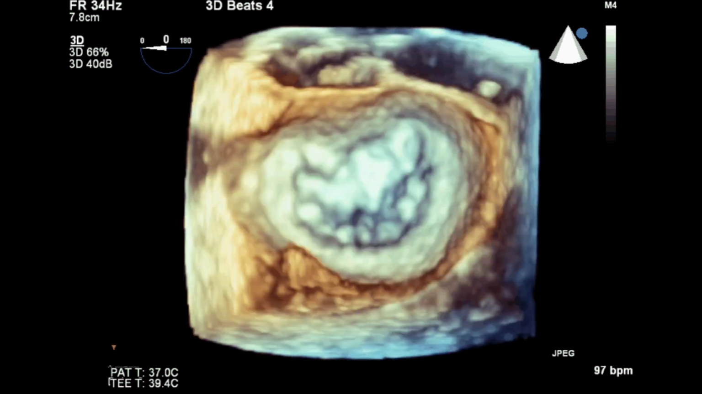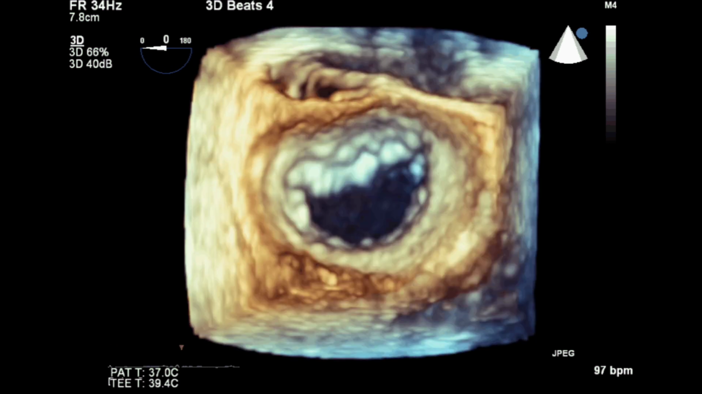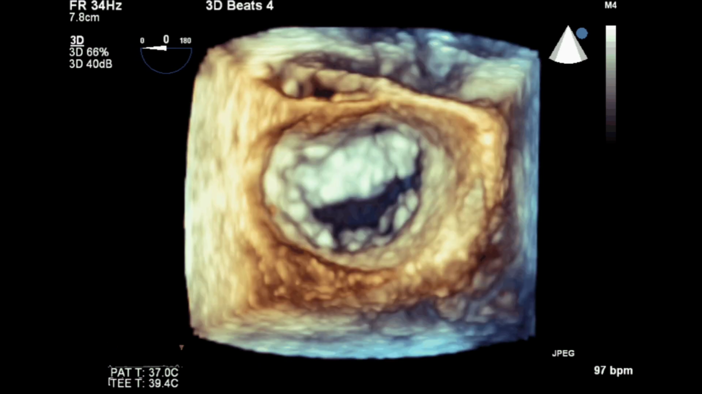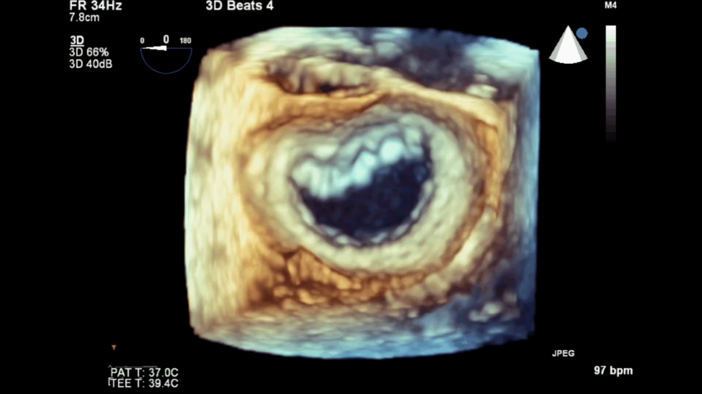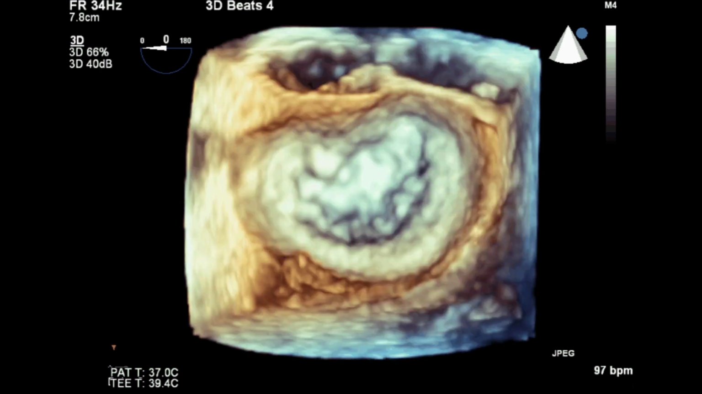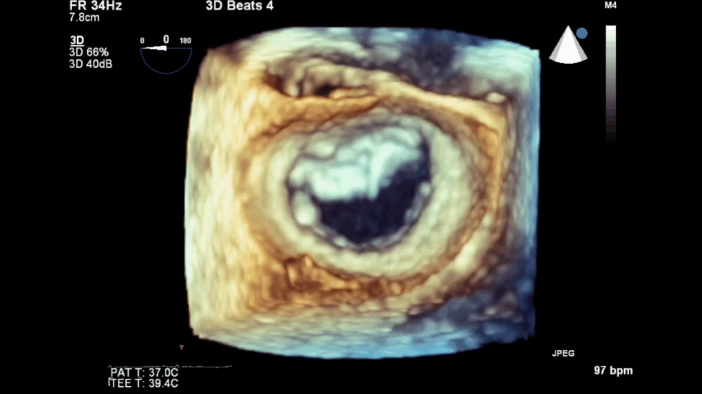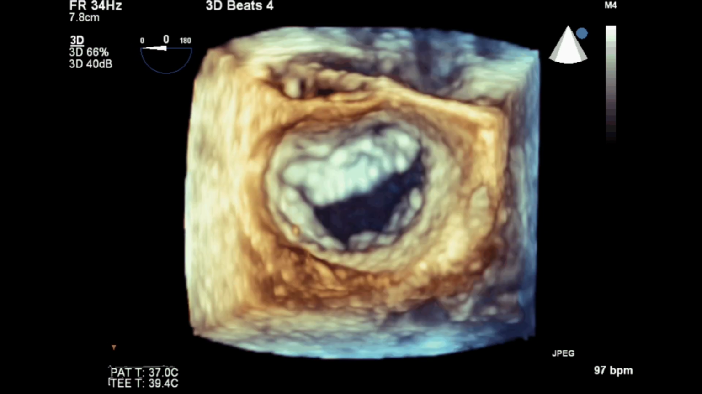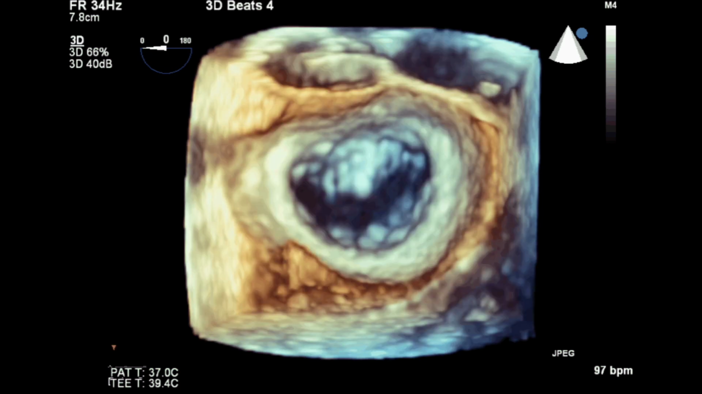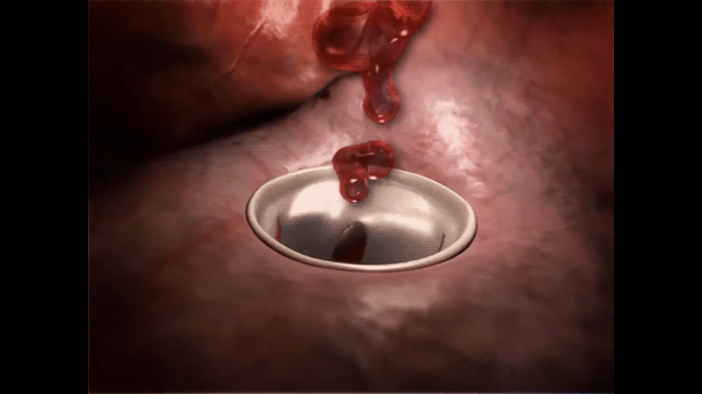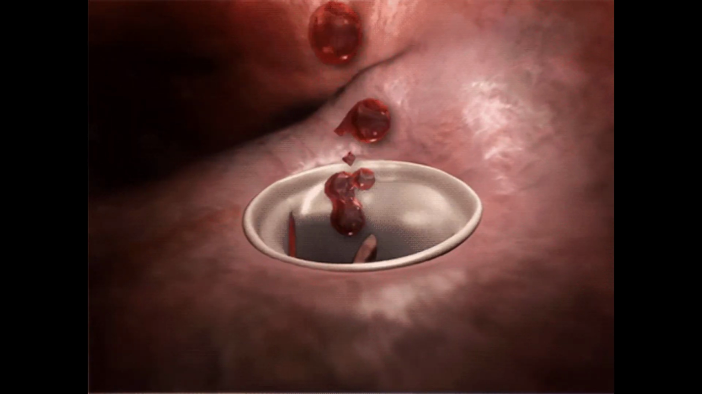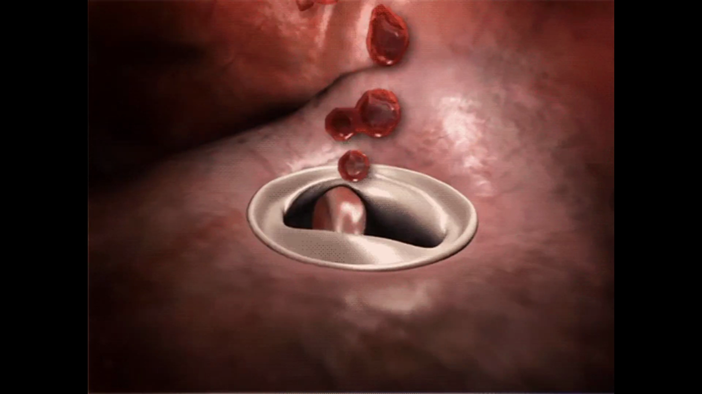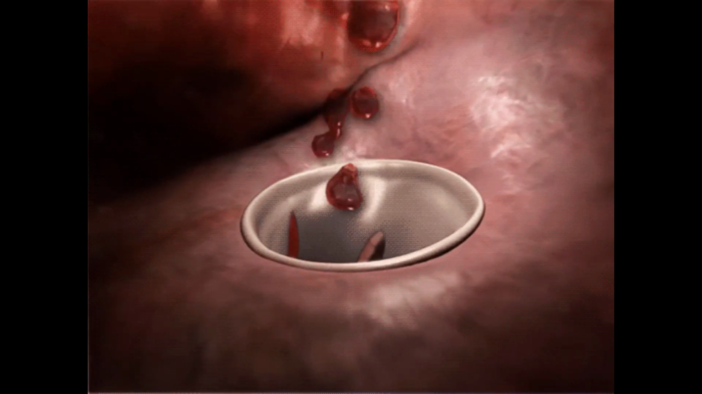Signs and symptoms of mitral valve stenosis include dyspnea, fatigue, palpitations, orthopnea, and cough. For treatment, we want to give these patients diuretics to decrease preload, beta blockers to decrease heart rate, and anticoagulants to prevent blood clots. And we also may want to perform surgery such as a valve replacement.